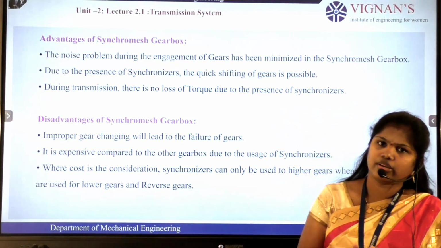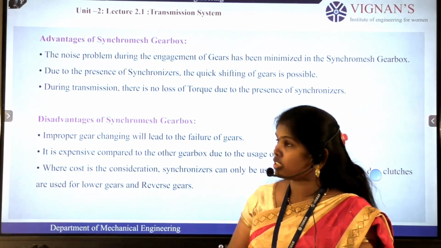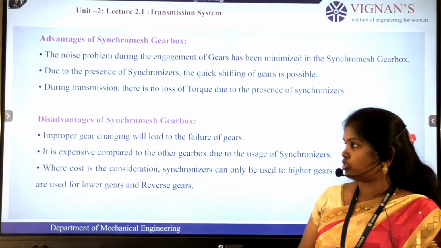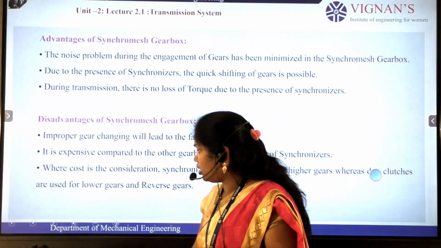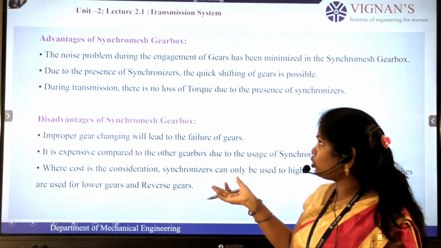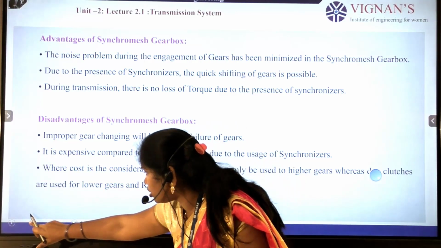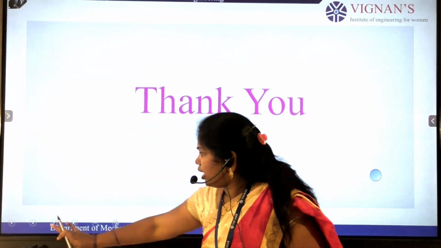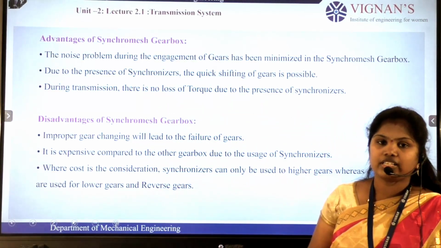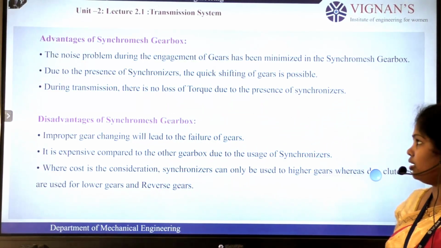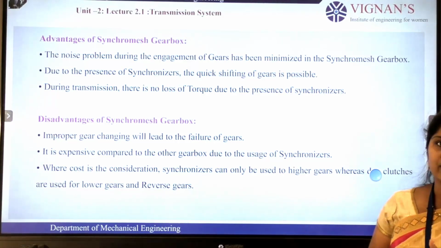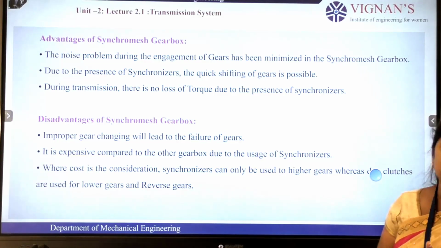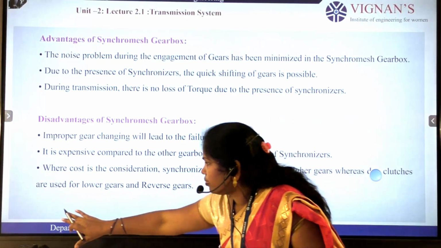When compared to the constant mesh gearbox, the synchronous gearbox works efficiently, but it has more components. With more components, the cost of the equipment is also high. So the synchronous unit is used for high accuracy vehicles like BMW cars. For these heavy, costly vehicles, we are using the synchronous gearbox. For normal automotive vehicles, we are using the constant mesh gearbox.